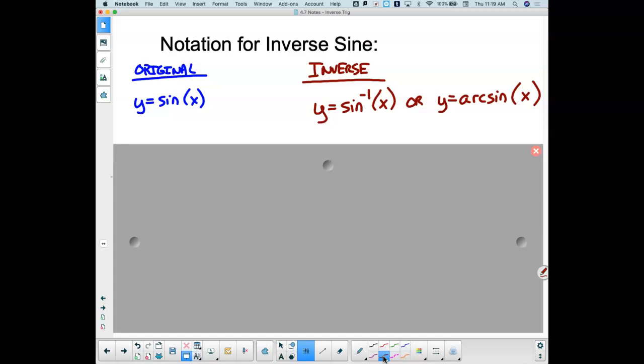Calculators just use the inverse. They both mean the exact same thing. But arcsine has it restricted so that it is truly a function, and we'll get into that momentarily. That's our notation. Either one, we're doing the same thing. We put in number values, and we get out an angle.